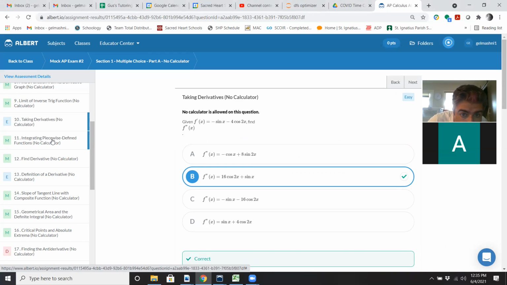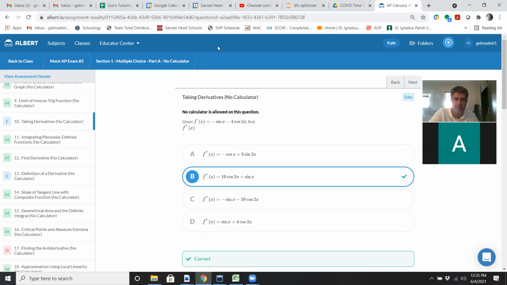So that's a third derivative. I just want you to take a derivative a couple times. The derivative of sine is cosine, so it's negative cosine x. And that's negative 4 times negative sine 2x and times 2. And a double negative, so it's negative cos x plus 8 sine 2x.